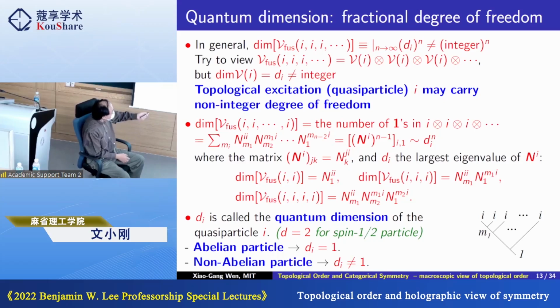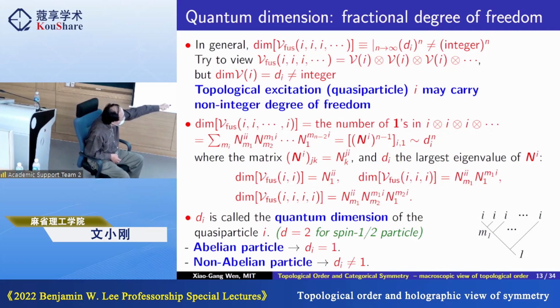Okay, so I will finish that after this slide. So how to compute, when you fuse many I together, how many 1 do you get? Well, we can use the fusion rule. M1 tells us how many M1 do you get. Then for each M1, this M1 fused with I tells us how many M2 do you get. So the total number of ways to get M2 is given by this product. They can go on. Then at the end, you get to 1. So this is the way to compute, when you fuse so many I together, how many 1 you get.